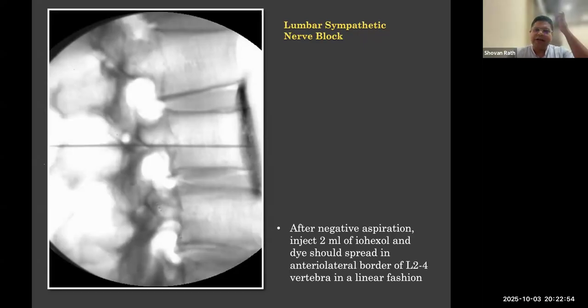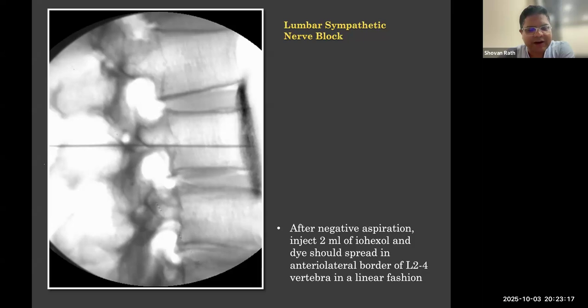Now, once your needle is properly placed, you put some amount of dye, and the dye will be spreading along the sympathetic chain. It will be spreading along the anterior posterior, on the upper and the lowerward direction along the sympathetic plexus. This is a proper dye distribution. So after this, almost 2 to 3 ml of dye is sufficient.